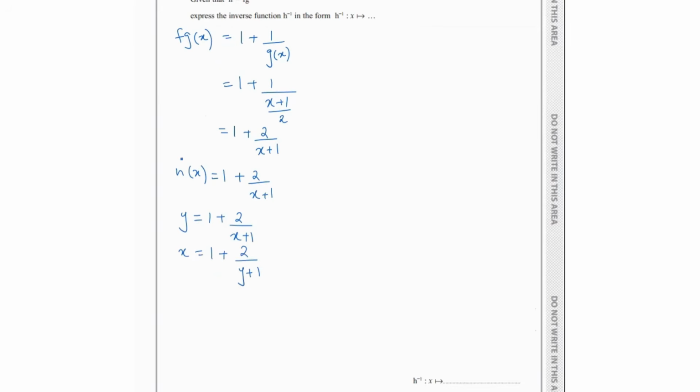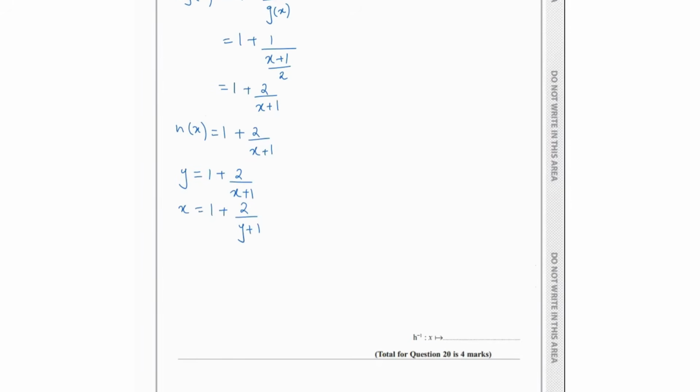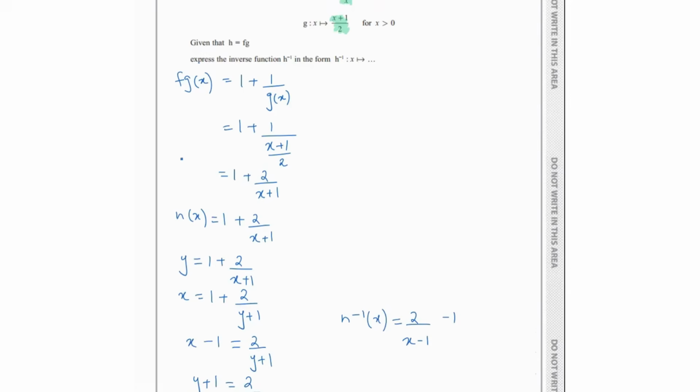Now we have to make y the subject of the equation. So for that, I first take 1 to the other side. So it's x minus 1 equals 2 over y plus 1. Then swap the x minus 1 and y plus 1. So y plus 1 equals 2 over x minus 1. Then I take the 1 to the other side. So 2 over x minus 1 minus 1 is your y, which is your h inverse of x. That is your inverse of the function. Yeah, that's it.